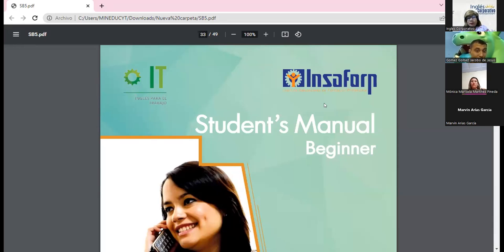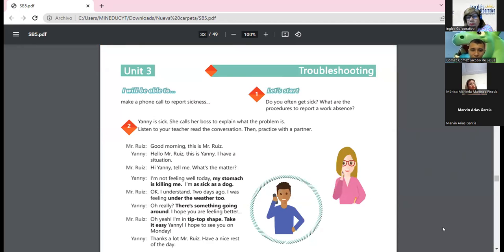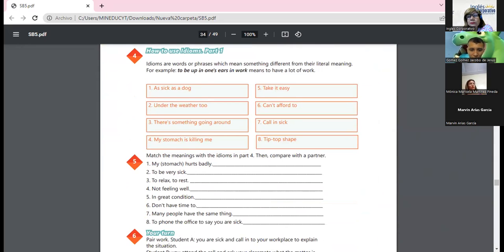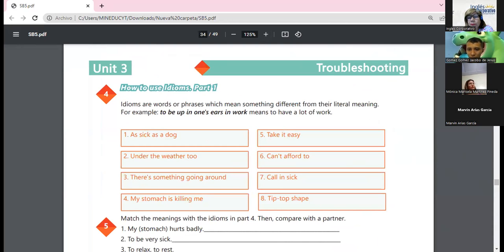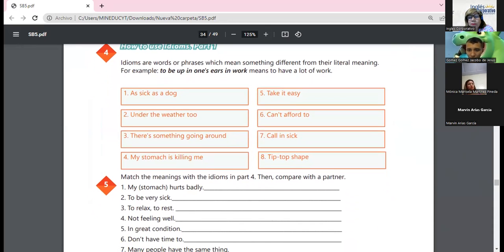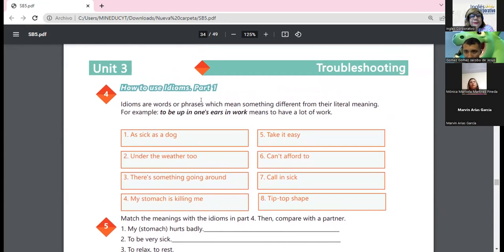In the manual, you have page 33. Page 34. Here you have: idioms are words or phrases which mean something different from the literal meaning. For example, to be up to one's ears in work means to have a lot of work. When you say to be up to one's ears in work, you want to say that you have a lot of work. Okay, I'm going to explain this.